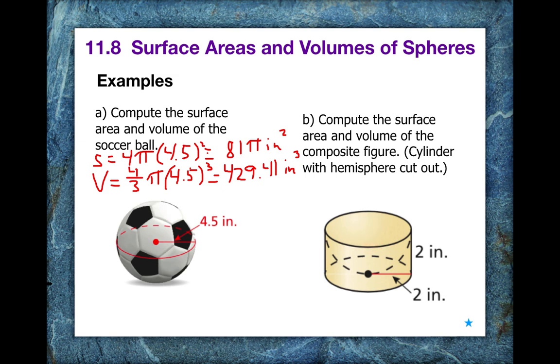Well, the surface area is going to be the lateral area of this cylinder, the base area of the cylinder, and then the surface area of a hemisphere. So you're going to have to compute that. The volume is going to be the volume of the cylinder as though it were whole, and then you're going to subtract out the volume of a hemisphere. And we'll discuss this more when we get together next time.